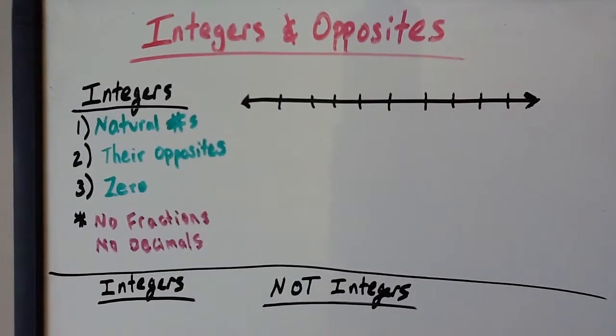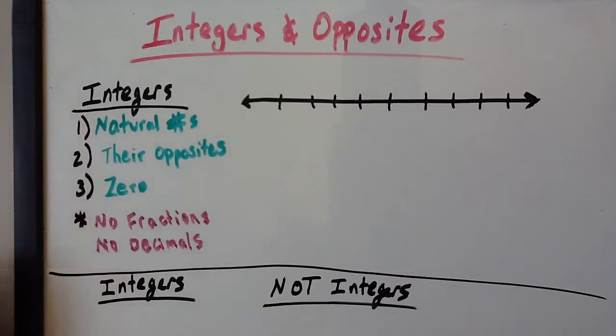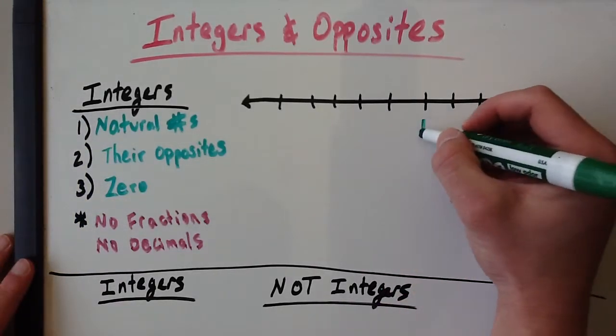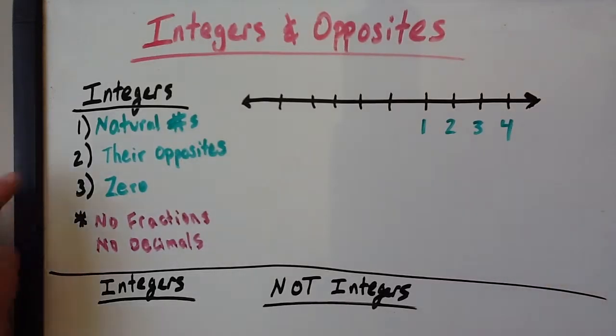In this video, we'll talk about integers and opposites. An integer is the set of all natural numbers, so natural numbers like we would count: 1, 2, 3, 4, and so on.